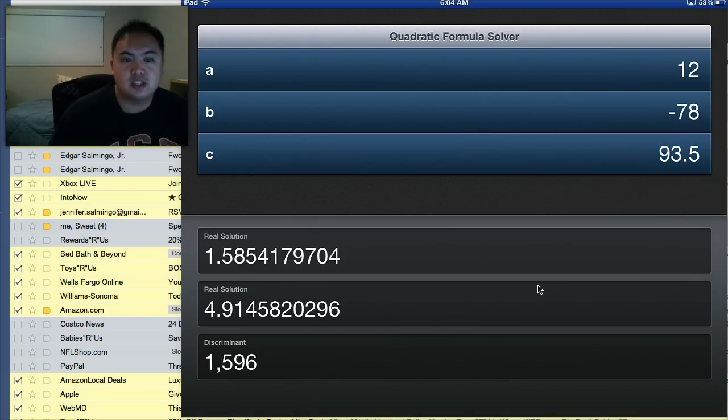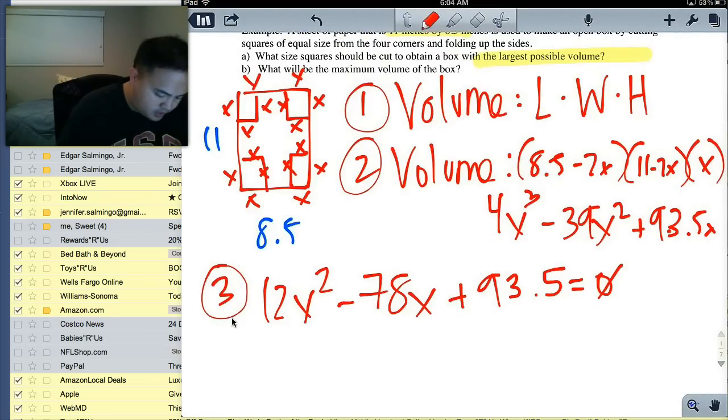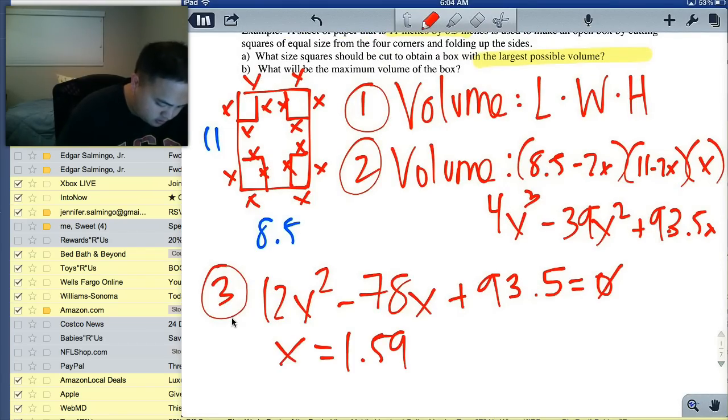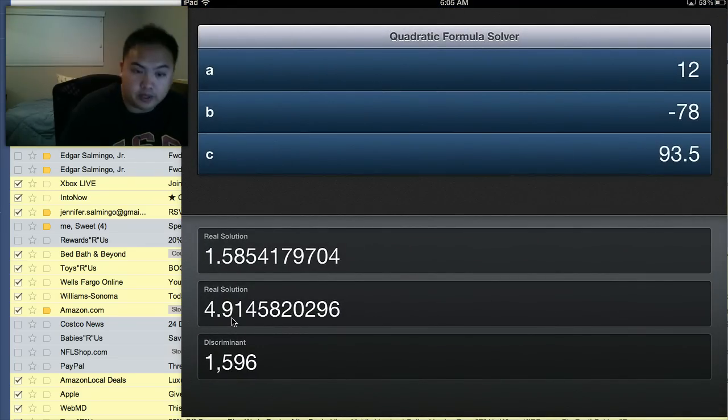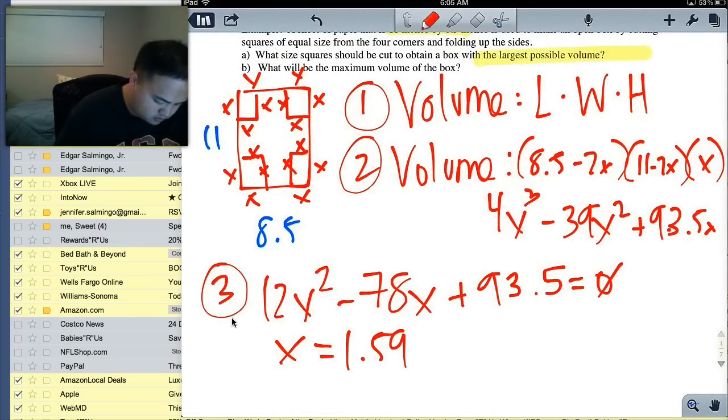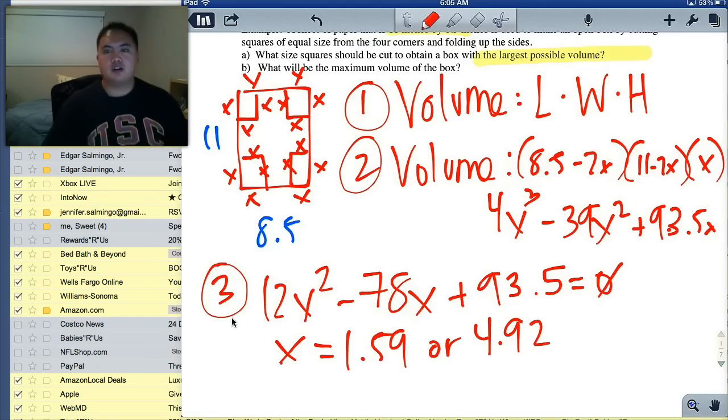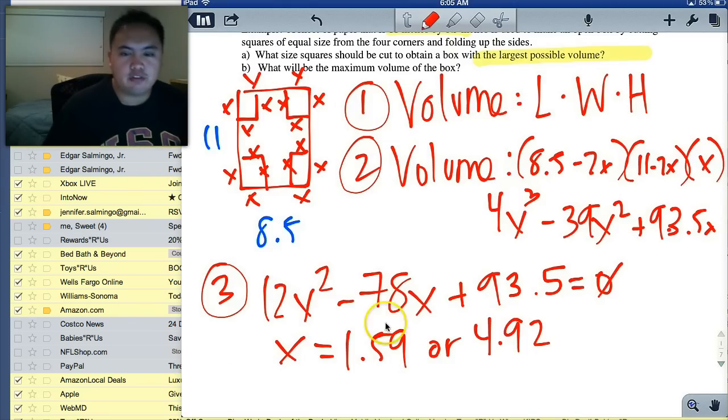I type equals, and it tells me the real answers, x is 1.5, and I'm going to round this up, 1.59, and 4.92. So x is equal to either 1.59 or 4.92. Okay, so far? So what I did was take the derivative, set it equal to 0, and solve for x, and I got two numbers. One of these is the minimum and one of these is the maximum.